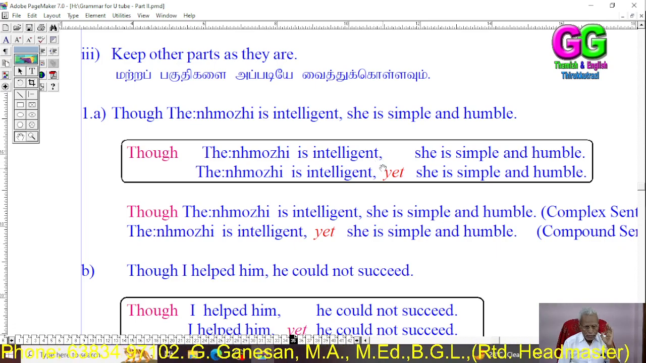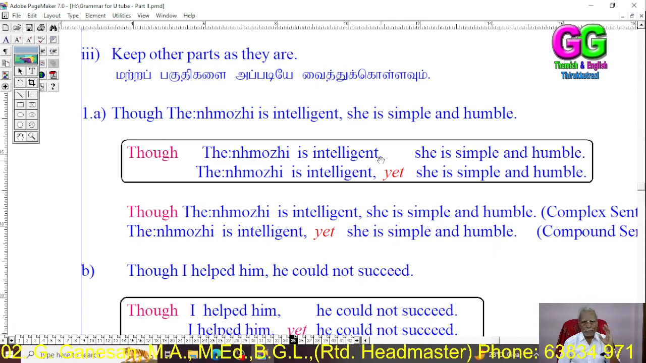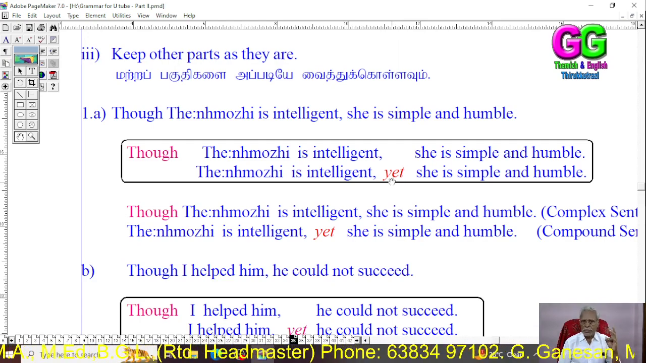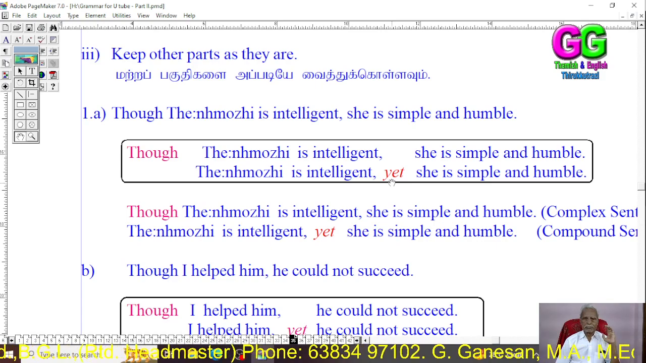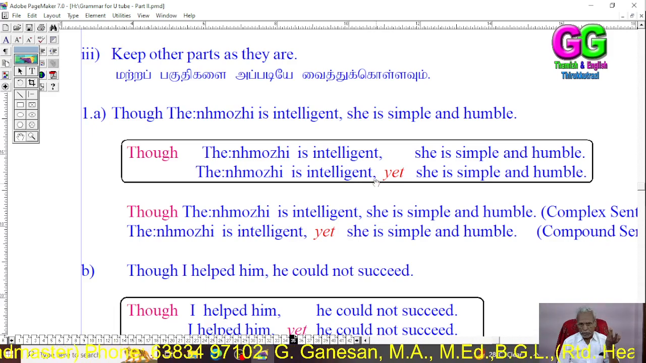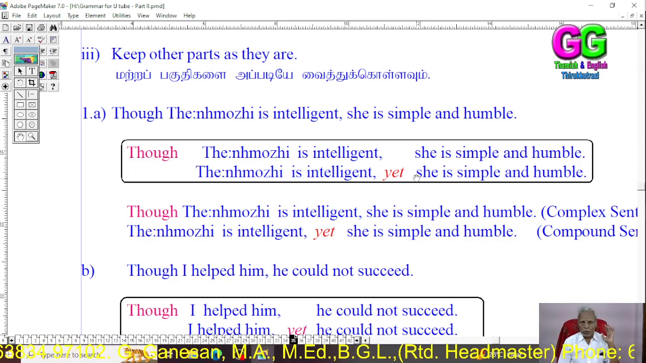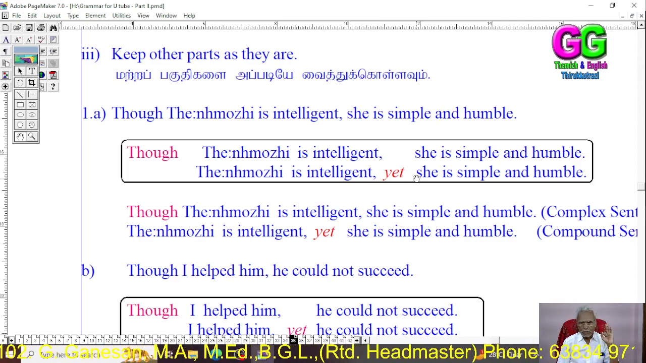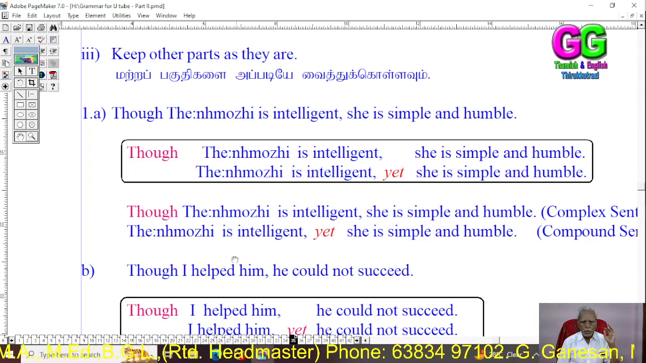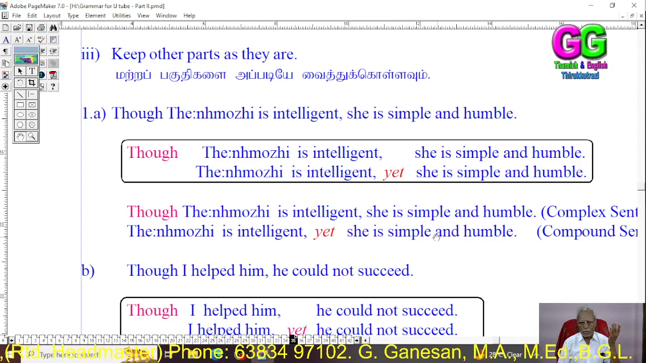Then, in the case of though, we should not remove the comma. Keeping it, we have put the compound conjunction yet. But, yet, still. Any one of these 3 compound conjunctions we can use. Here I have used yet, but the comma should be kept here. Then only it will be easy for the reader to understand. Though Tenmozhi is intelligent, she is simple and humble. Tenmozhi is intelligent, yet she is simple and humble. Complex, compound.